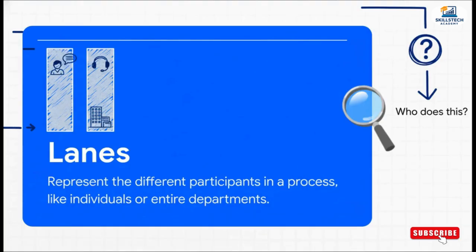First up, we've got the lanes themselves. Each one represents a participant. Now, that could be a specific person, like a manager, a role like customer support, or even a whole department like warehouse. This structure immediately answers that crucial question: who does this?